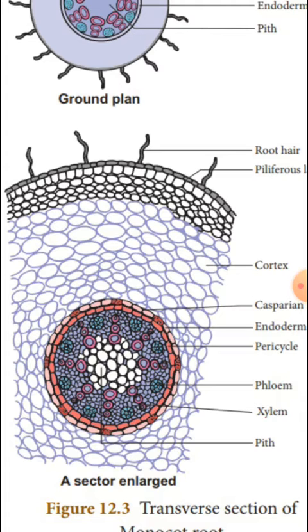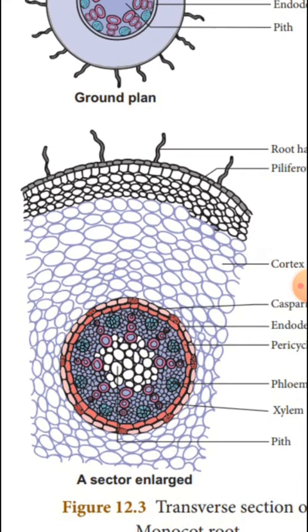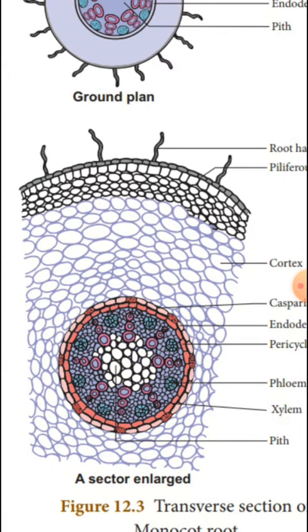In the center, there is a pith region. This pith region is made up of parenchymatous thin walled cells which may be rounded or angular. Intercellular spaces are present among the pith cells, and the main function of pith is to store food.